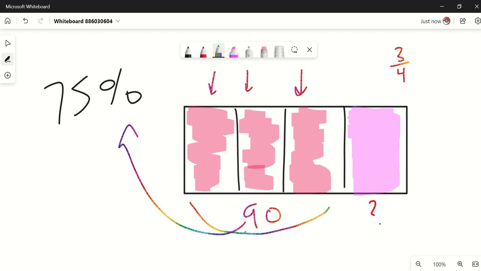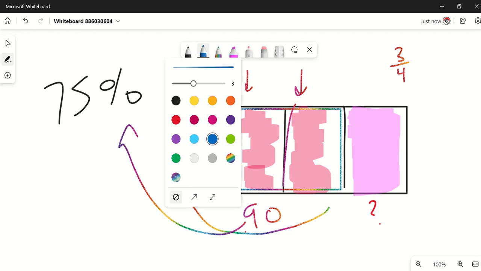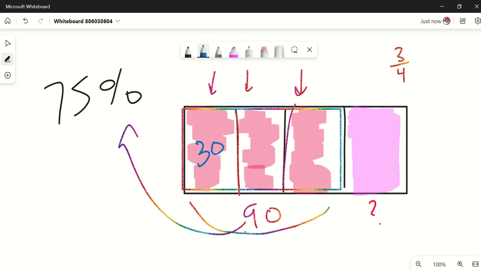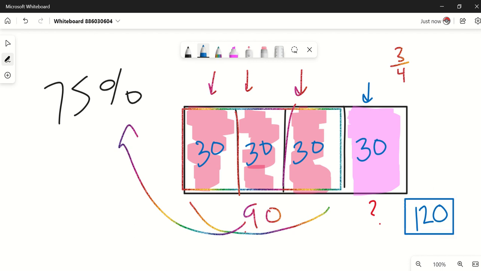90 divided by 3. This is where our 3 comes in. These are 3 equal parts. If I divide 90 by 3, this will be 30, this will be 30, and this will be 30. 3 30s will make 90. This other 30 is our last missing piece, so there are 120 songs in his library total.